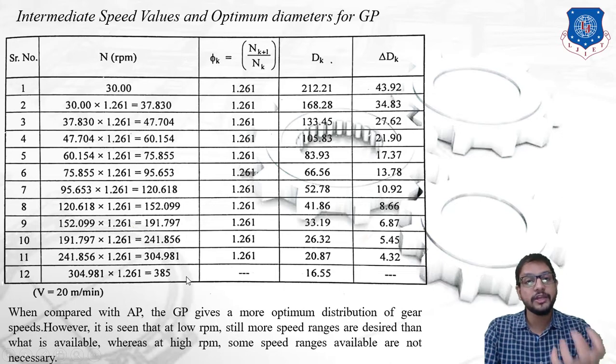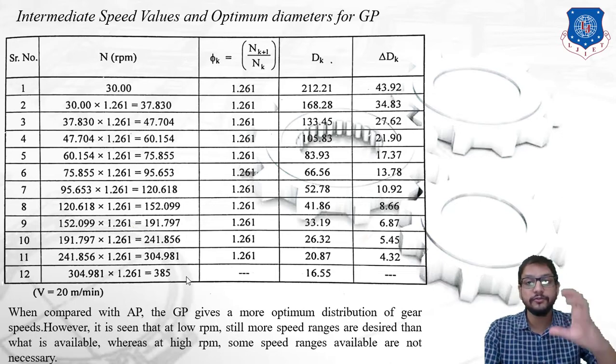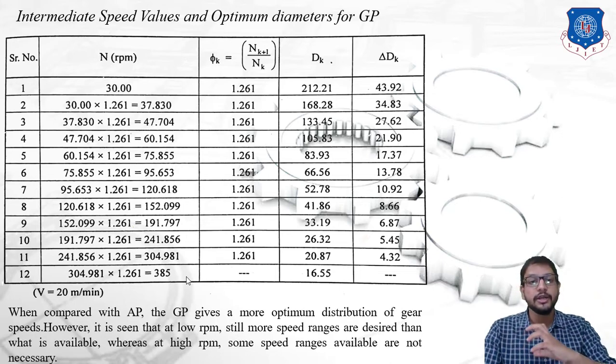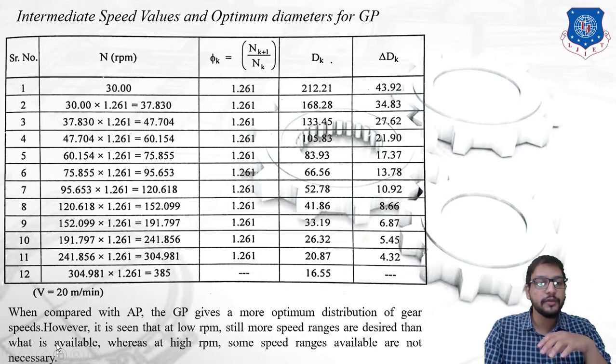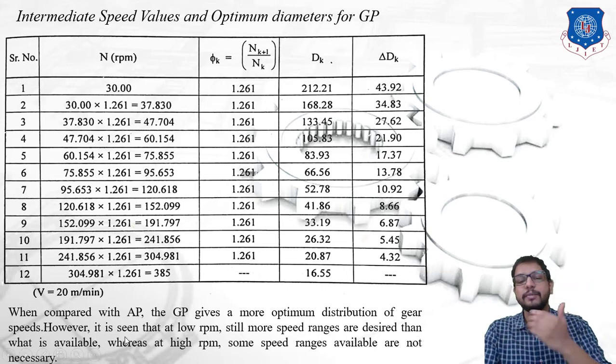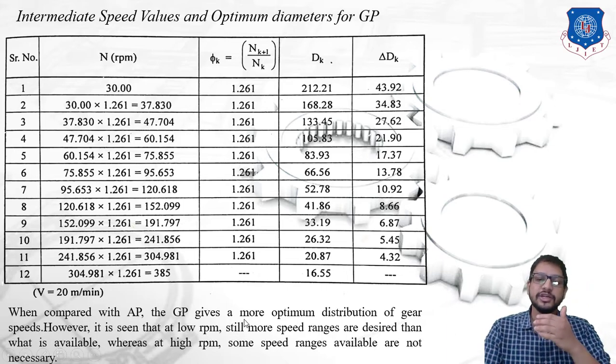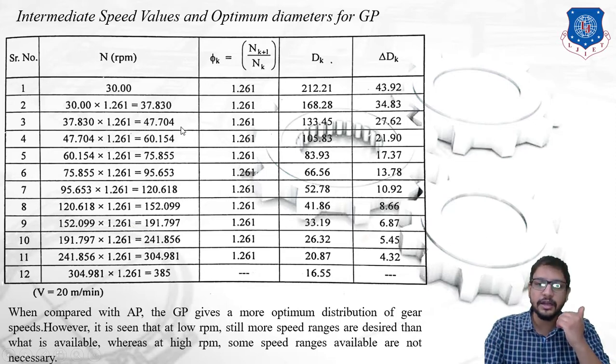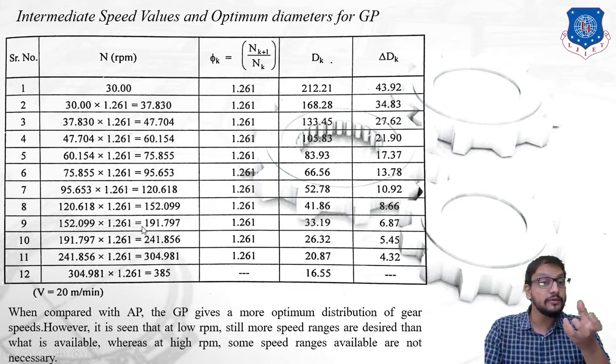There is a huge variation in speed. There is a huge difference in the speed distribution, which means it is not proper. So we can say that when compared with arithmetic progression, the geometric progression gives a more optimum distribution of gear speeds in a lower range. You can see after 30, there is 37. After 37, 47; after 47, 60; after 60, 75. But in these higher RPM ranges, it gives a huge difference in speeds.